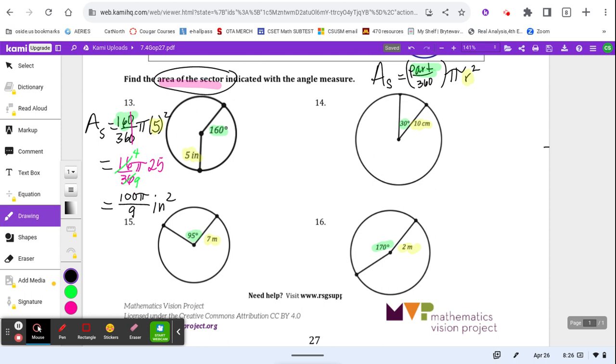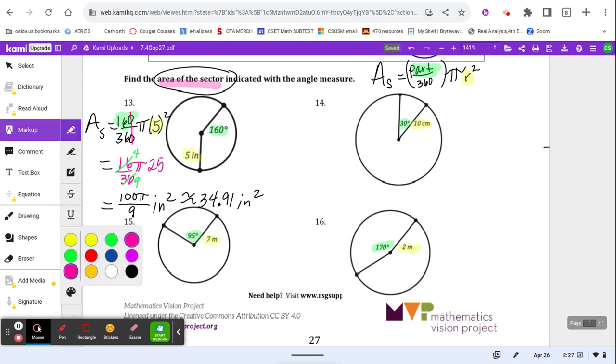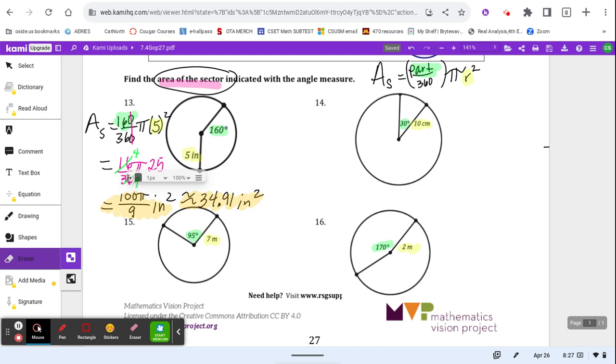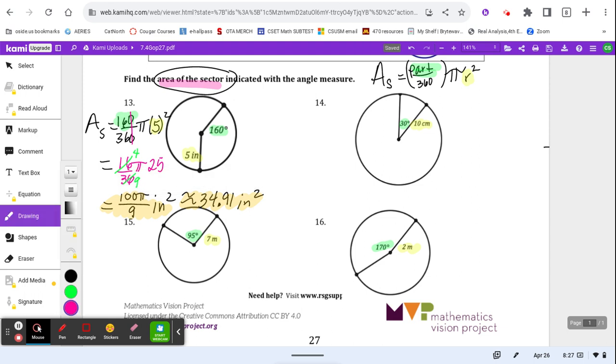I now am grabbing my Desmos on my phone and I'm typing in 160 divided by 360 times pi, make sure you're using the pi button, and then times 5 squared. And I get my approximate answer of 34.91. Again, this is in inches squared. So this first answer right here is known as the exact answer in terms of pi, and the second part is our approximate answer, rounded on the calculator. How'd you do?